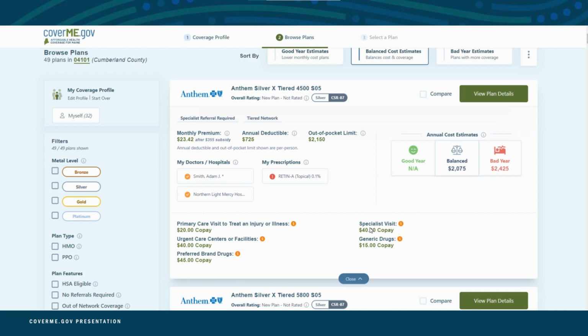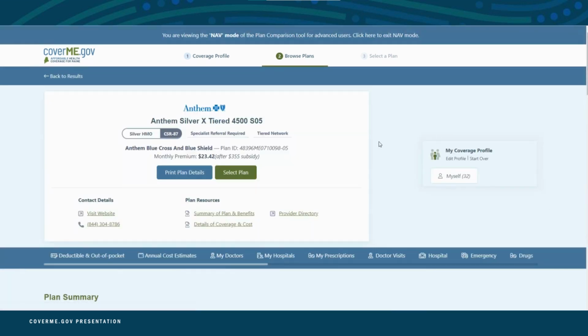This is a percentage of the cost of a covered medical service paid after the deductible is reached. For instance, a co-insurance may be 20%, meaning that the consumer pays 20% of the cost of that service after their deductible has been reached. Further, if a consumer selects View Plan Details, this will pull up a full breakdown of the health plan, including a link to the summary of benefits.